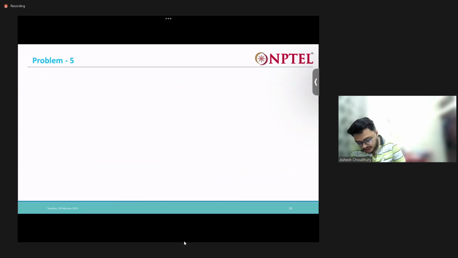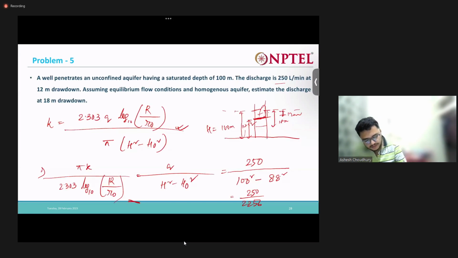Now it is given when my drawdown is 18 meter. So initially it was 12 meter. Okay, so then it has come down to 18 meter. So when it has come down to 18 meters, what will be h naught now?